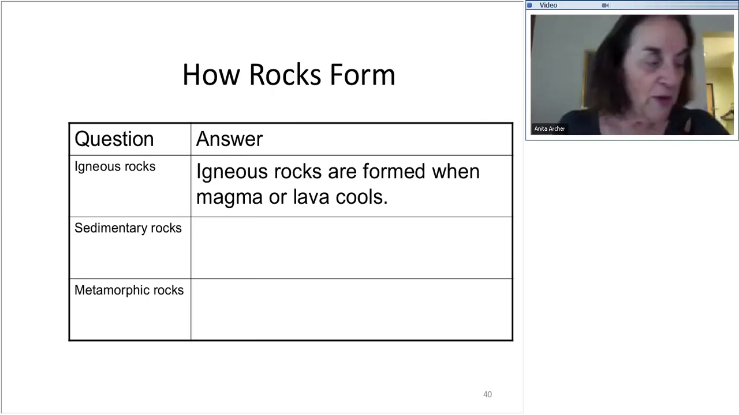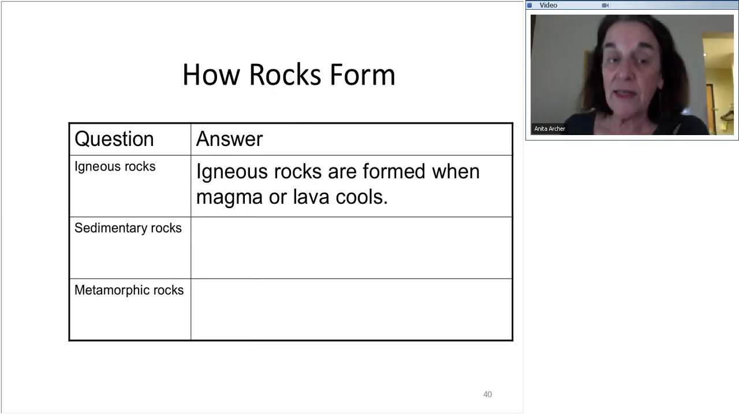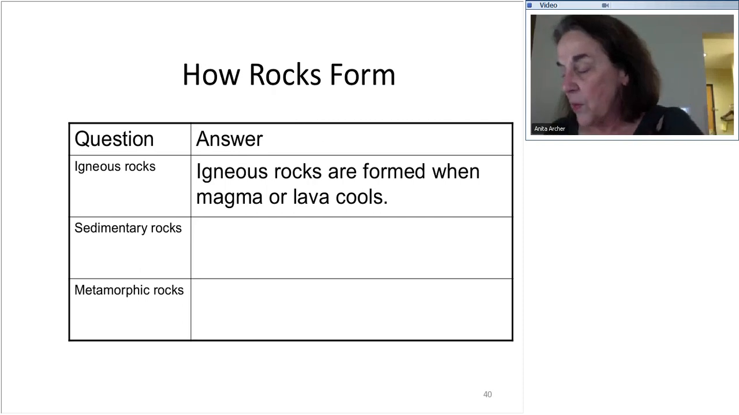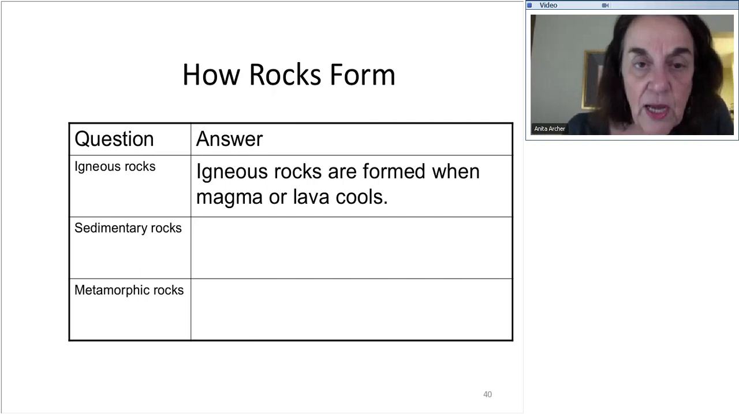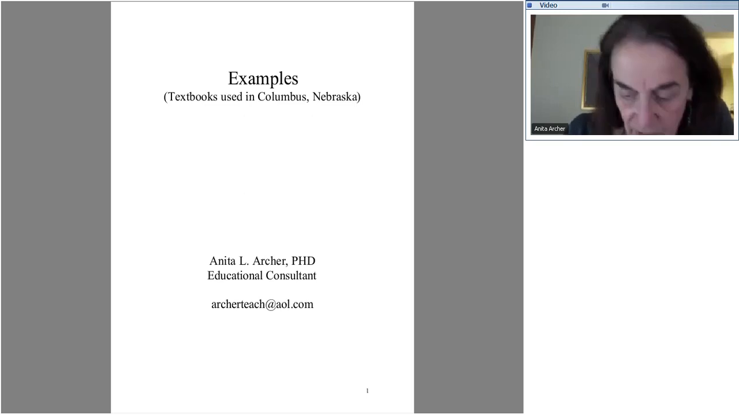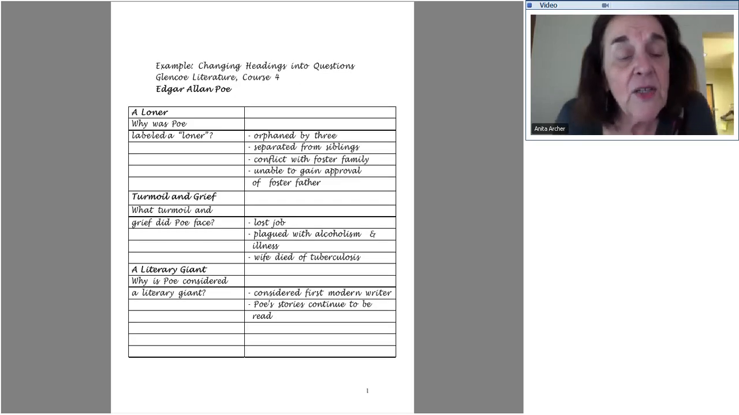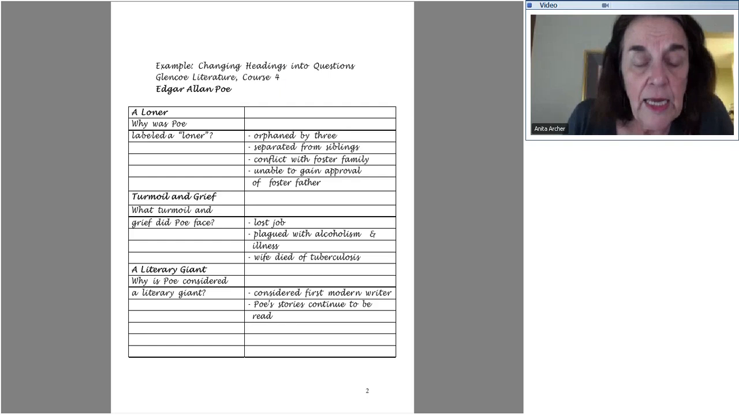Now you have another handout, and because I was working in Columbus, Nebraska, I wanted to show you a secondary example. So grab your examples, and here they are, and hop over to the first page. Okay, just have to figure out how to get it to move on. Okay.